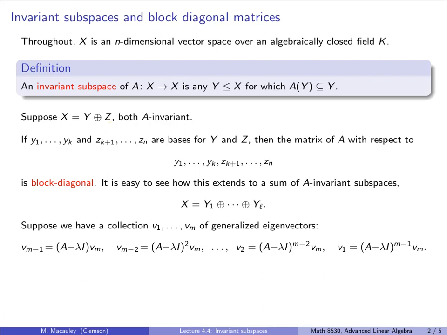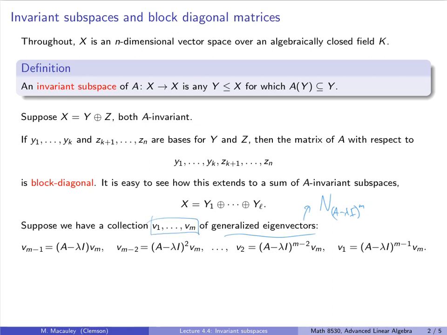But for right now, let's just focus on a single individual generalized eigenspace. Now, in the previous lecture, I defined what a generalized eigenvector is, and it's literally any vector that is in the null space of A minus lambda I to the m for some m. And here's how I like to think about that. I think about them as coming in chains.